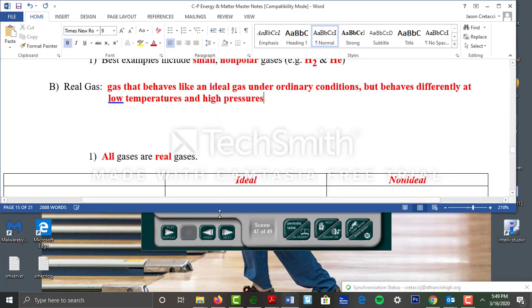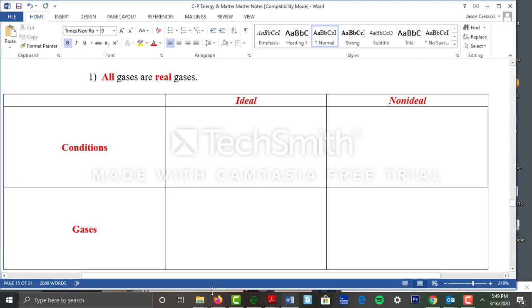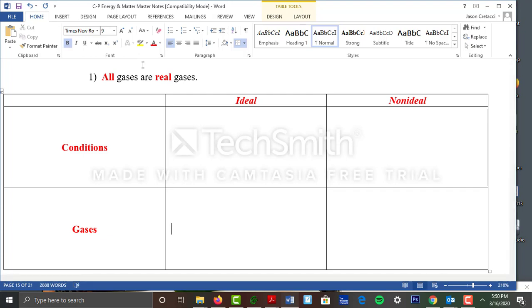All right, so this next summary table isn't in your notes, but let's make one. And let's summarize what we saw there as it relates to ideal versus non-ideal conditions and gases. So let's start with the gases that we looked at. An ideal gas is theoretical in nature, meaning it takes up no space and has no attractive forces. So the closest are going to be small, nonpolar gases with weak IMFs. So we're talking about gases like helium and hydrogen.